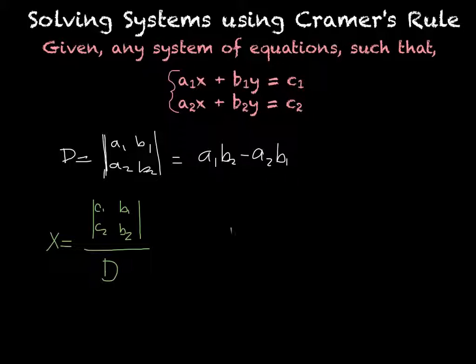And finally, my y is going to be taking my c column, my answer column, and replacing it with my y answers. So c sub 1 and c sub 2, and then my a sub 1 and my a sub 2 are not going to change from my original determinant. And that's going to be divided by D. So I can just find a series of determinants and then put the numbers together, and then I can find x and y. And this is called Cramer's rule.